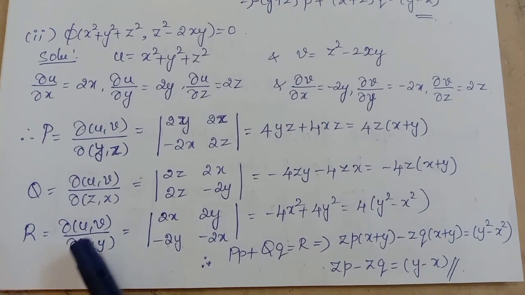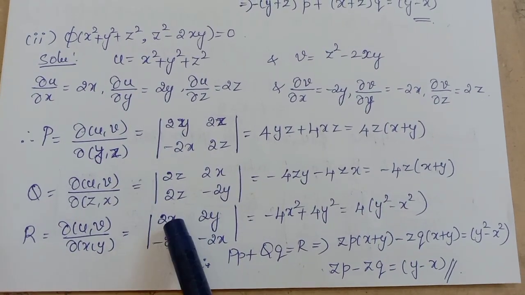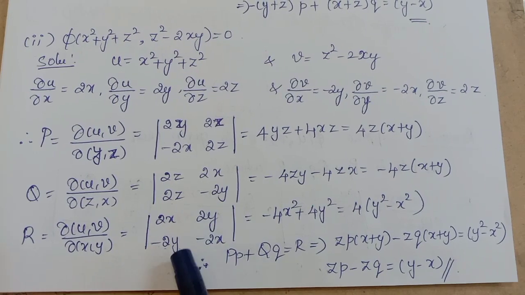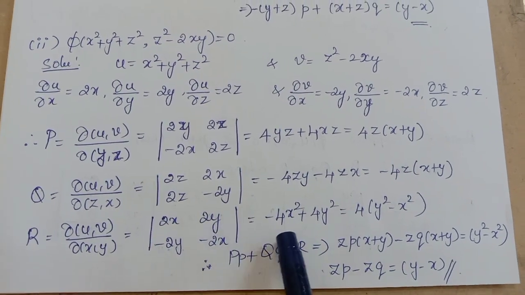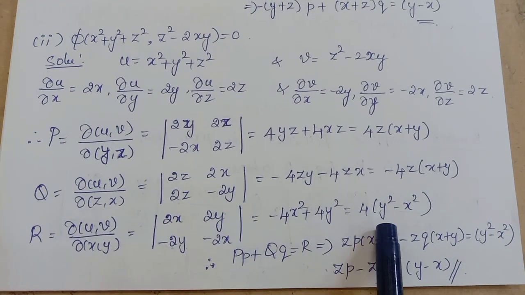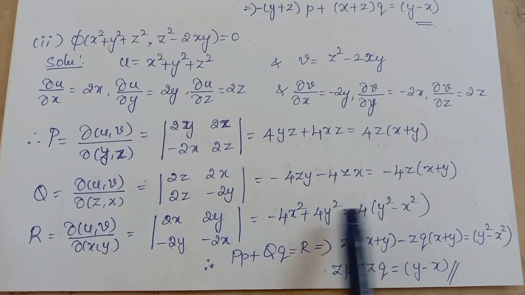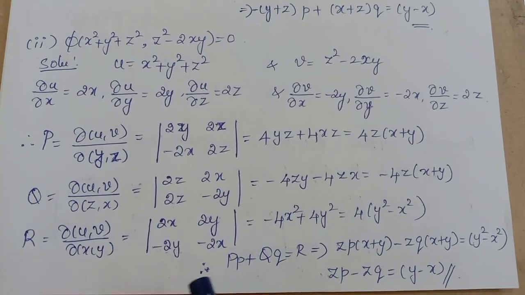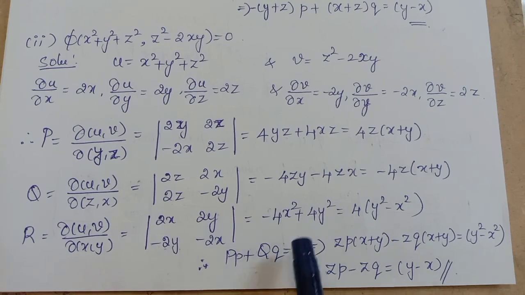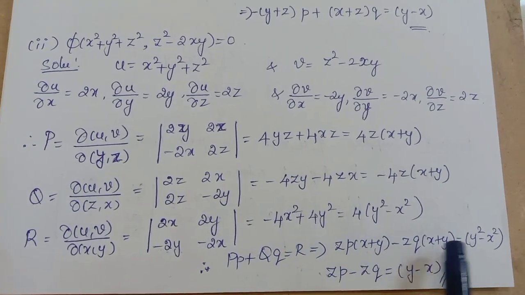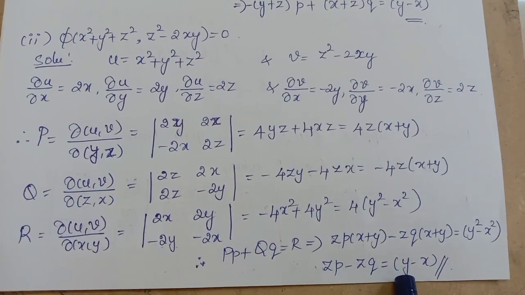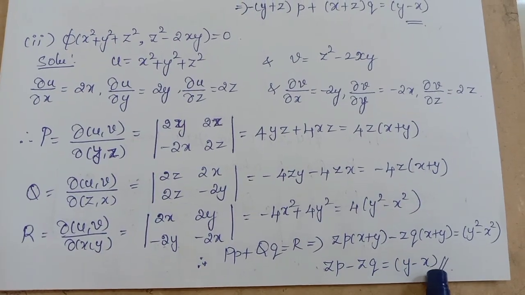And R is Jacobian of uv with respect to xy. So dou u by dou x, dou u by dou y, dou v by dou x, dou v by dou y. So minus 4x square plus 4y square equal to 4 into y square minus x square. So finally the equation is Pp plus Qq equal to R. Substitute the values of capital P, Q and R. So this is the resulting equation. Zp minus Zq equal to y minus x.